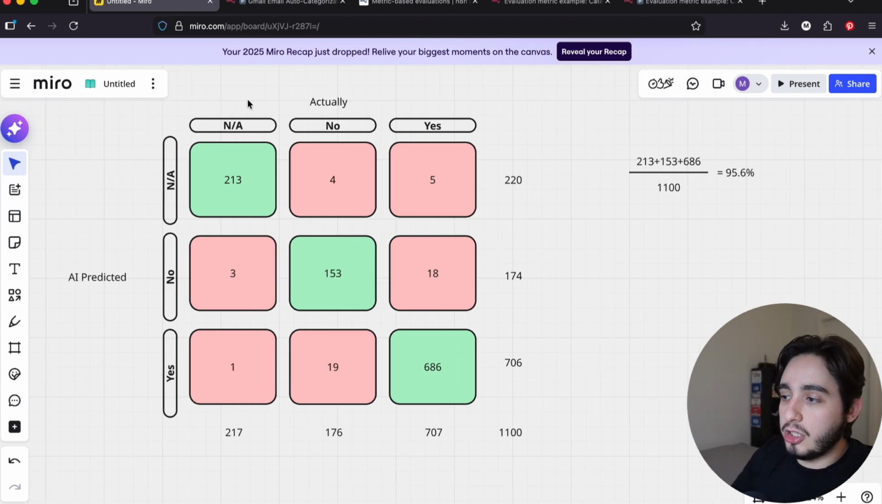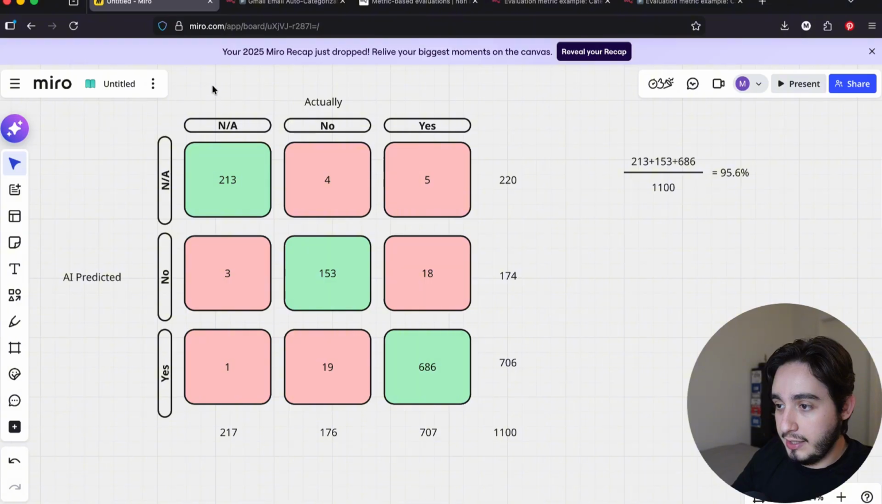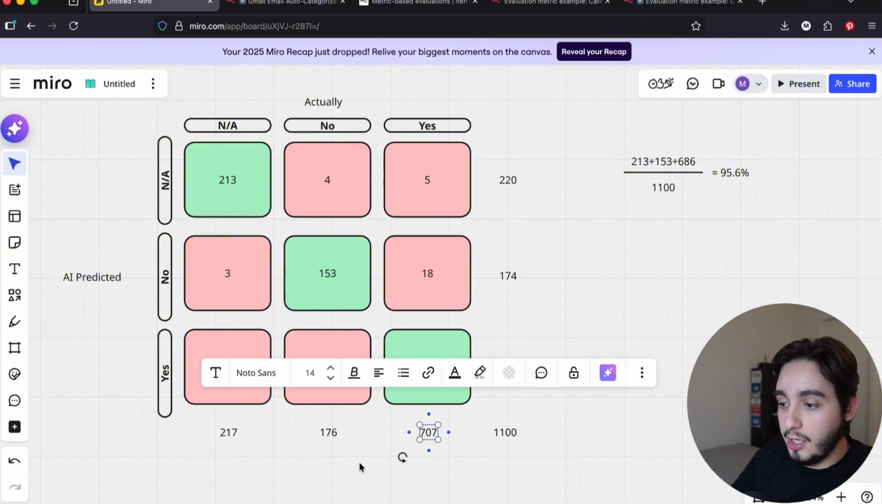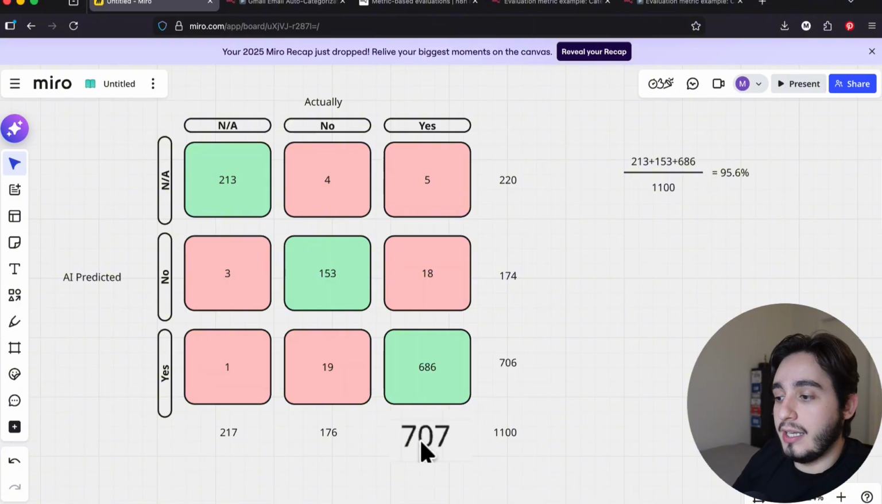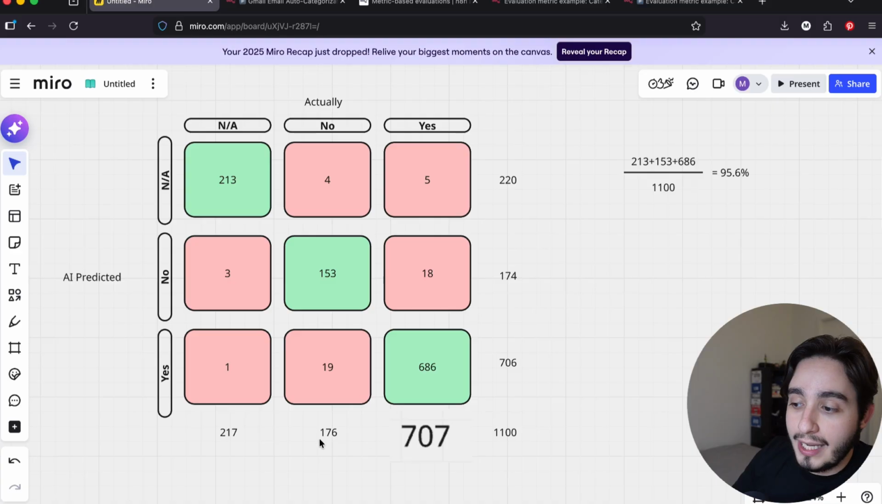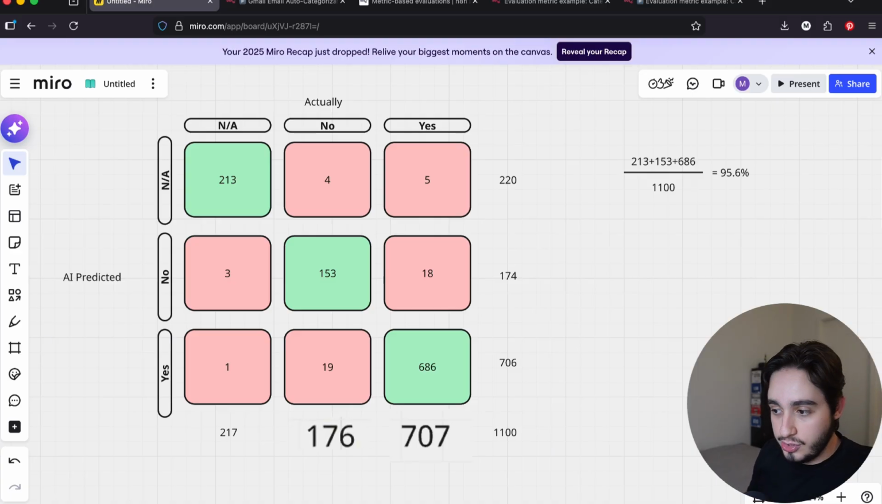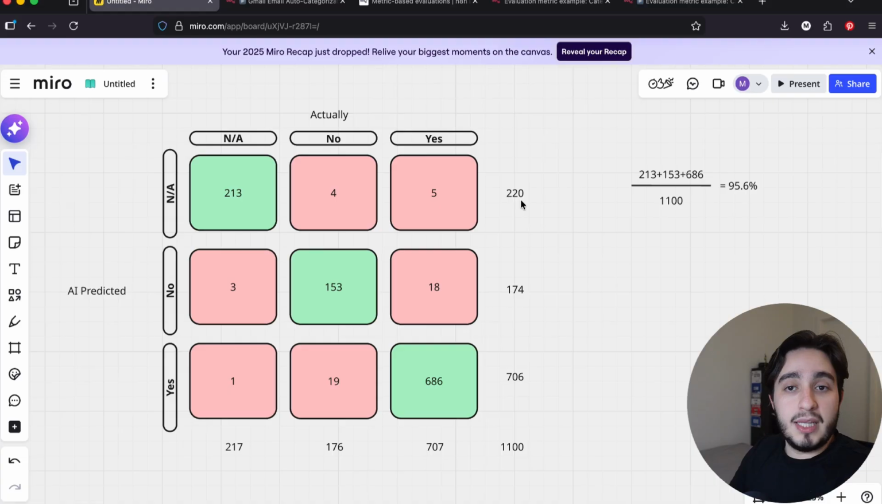And as you guys can see, just by looking at this distribution over here and looking at specifically the column totals over here, we had 707 yes answers. Meanwhile, we only had 176 no answers across this entire sample size of 1100 questions. And by the way, guys, when I talk about questions, I mean checklist items.